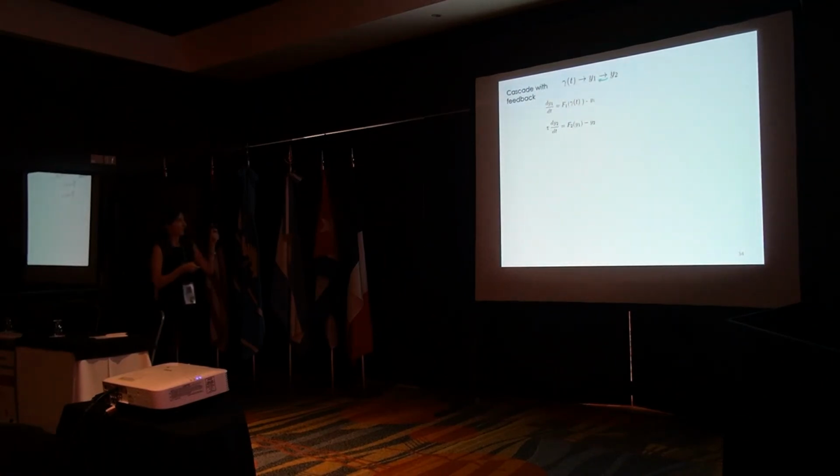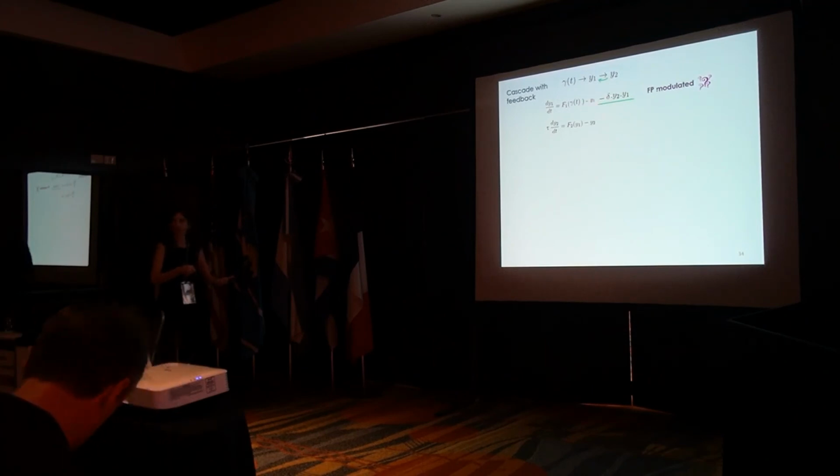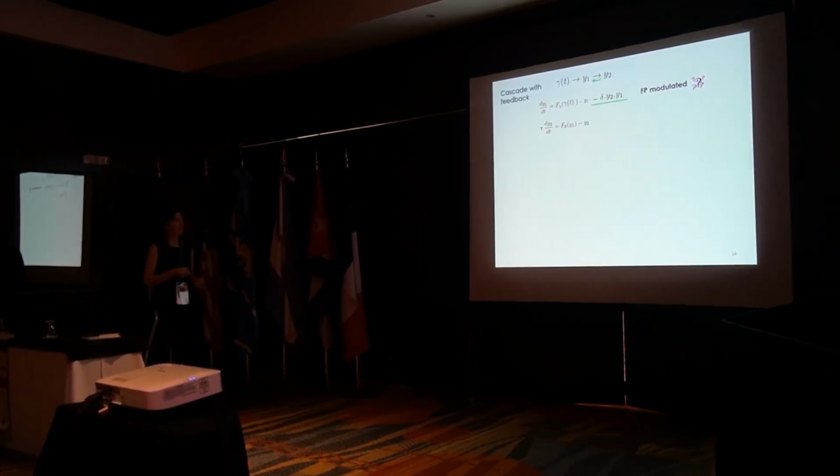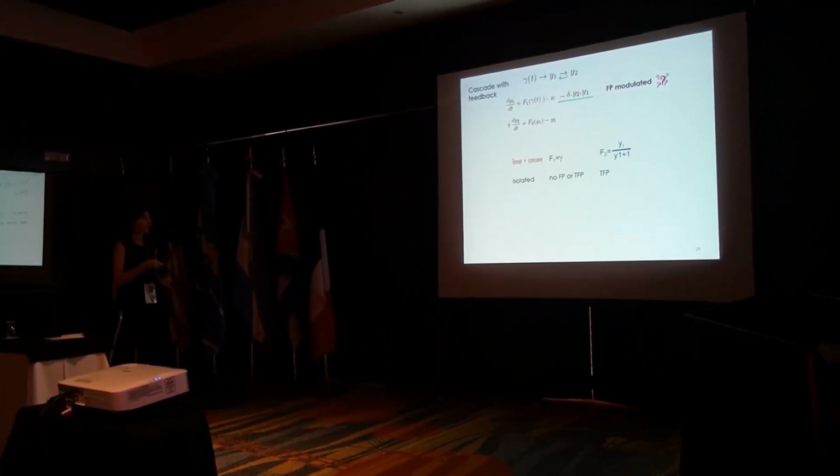Then we complicated things a little bit. We added some feedback in the cascade. So the equations are as before, but we added a term here that because of the interaction of Y1 into Y2, some feedback comes here, and we want to know if this feedback can modulate the response in Y1.